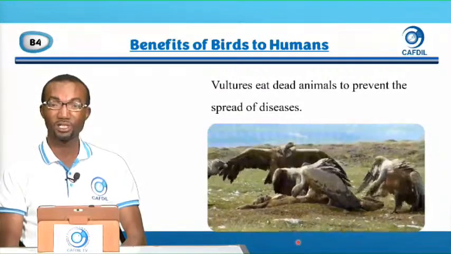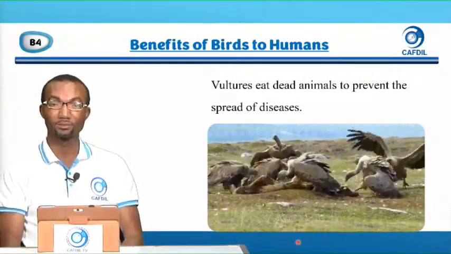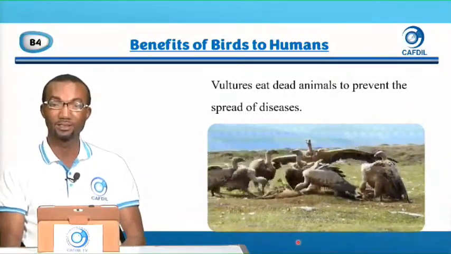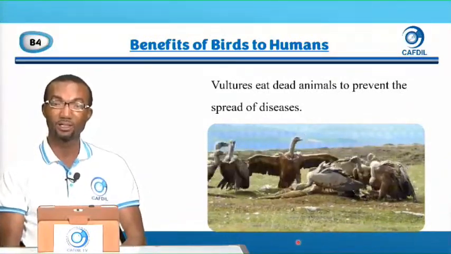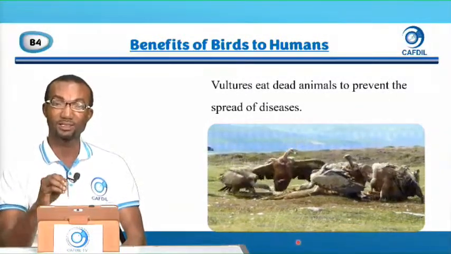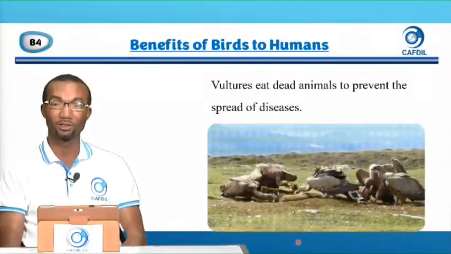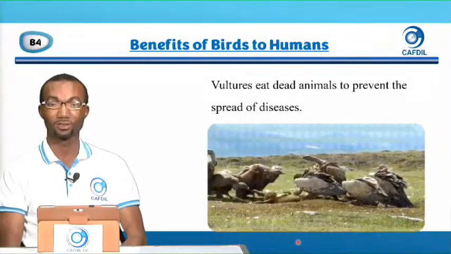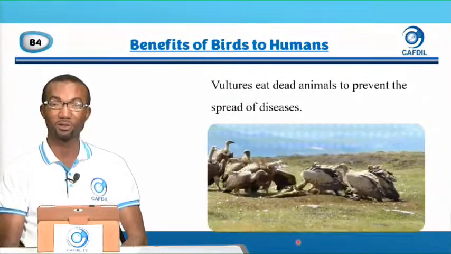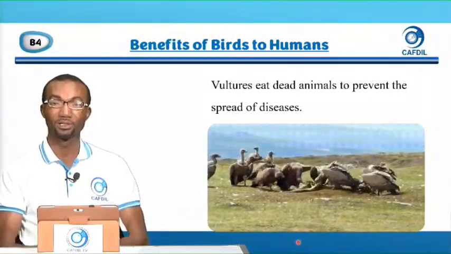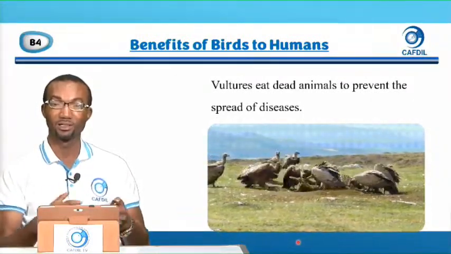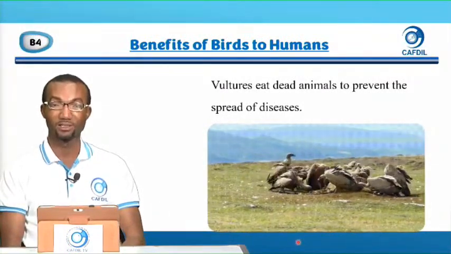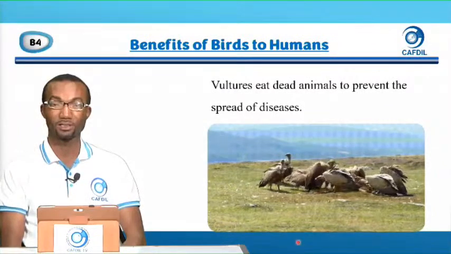So you see that vultures eat dead things. If an animal dies, these birds will eat the dead body of the animal so that it will vanish from the surface of the ground. If these birds were not around, what will happen? The bodies of dead animals can spread diseases to us. So they clean the environment for us.